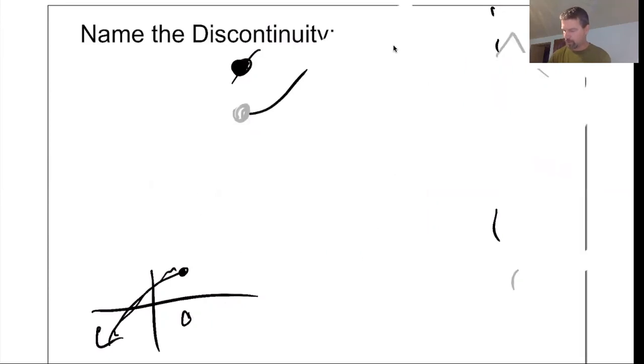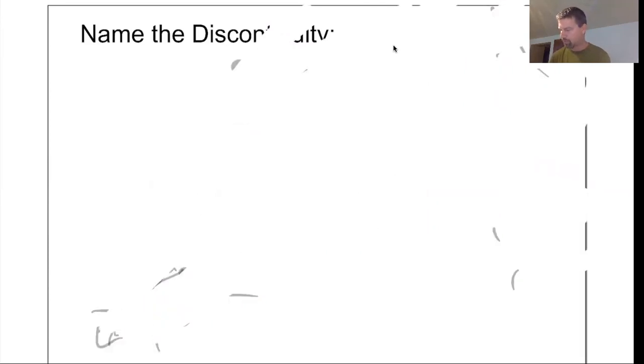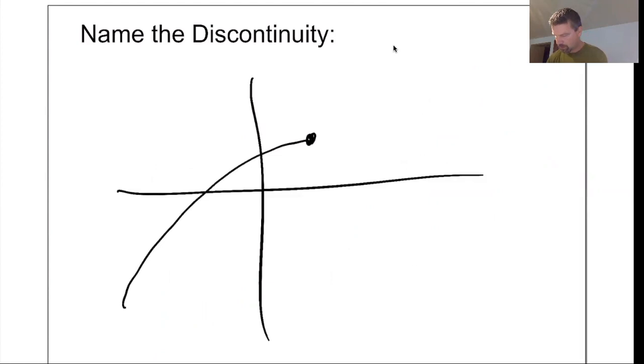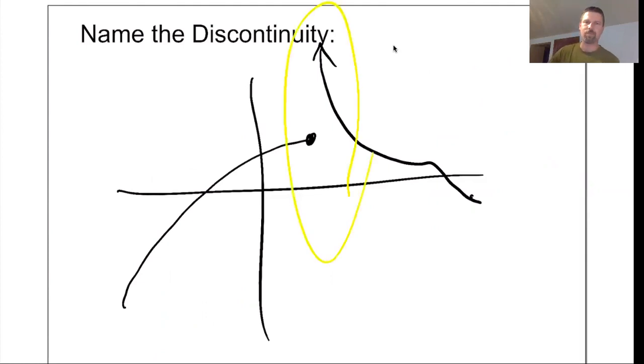Oh, let's do a crazy one. This one, people always ask, what about this? This goes like this, and it stops. And then on this side, goes like that. Name that discontinuity. Nah, it's not really a jump because I can't jump to anywhere. Only one side goes to infinity.